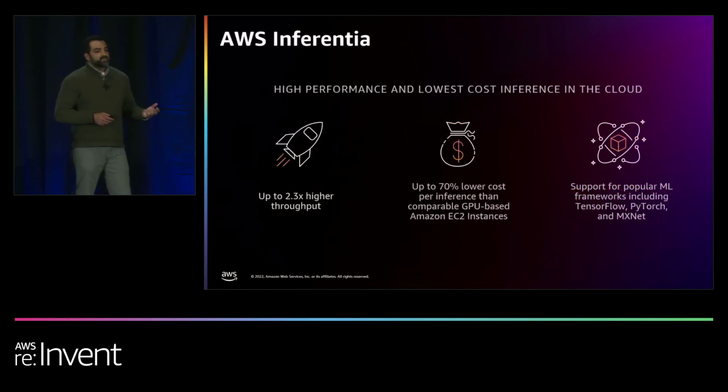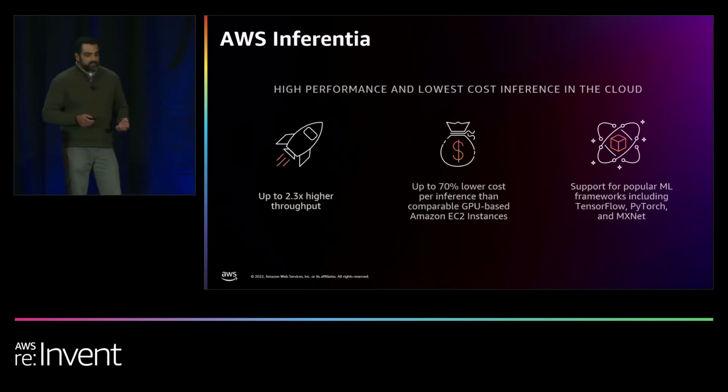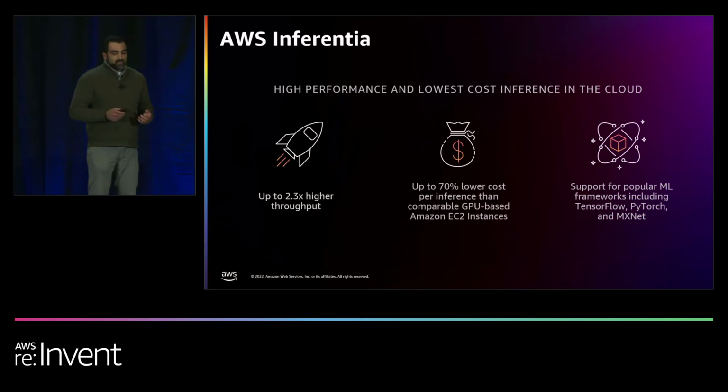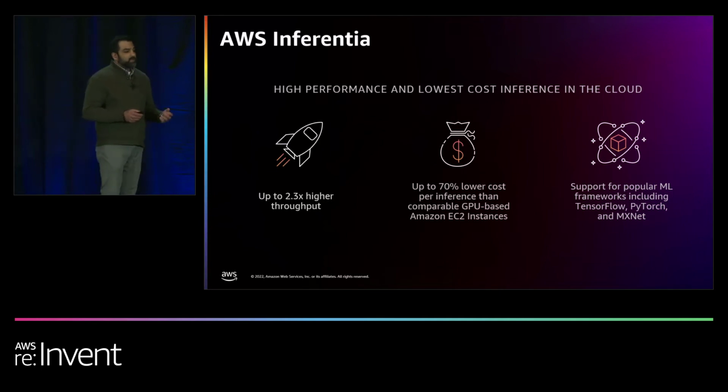AWS Inferentia was introduced in 2019 with 3 goals. Deliver higher performance than what was available with traditional GPU instances, lower inference costs for our users, and of course, make it easy for them to do this with native integrations with leading frameworks like PyTorch and TensorFlow. To achieve these goals, we had to build our first ML silicon optimized for inference acceleration. Doing this not only helped us improve performance and lower costs, but delivers better performance per watt over GPU instances, allowing our users to do more with less.